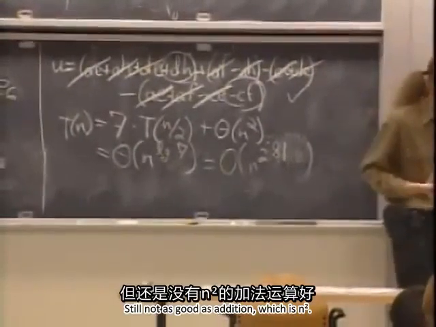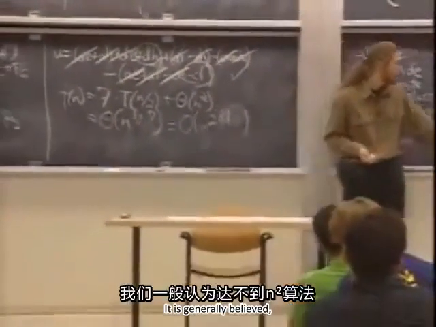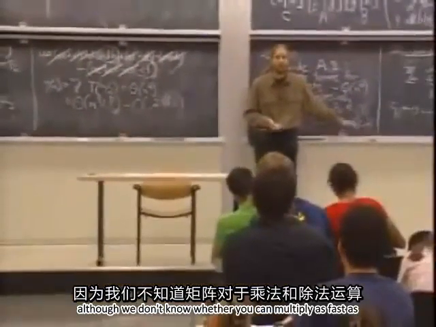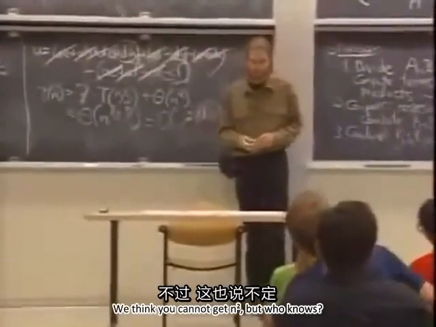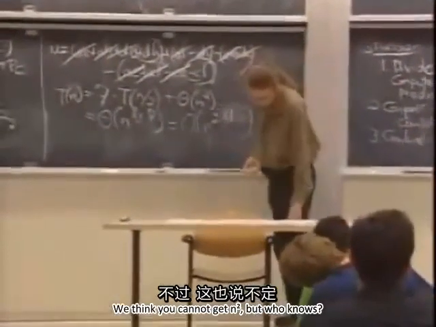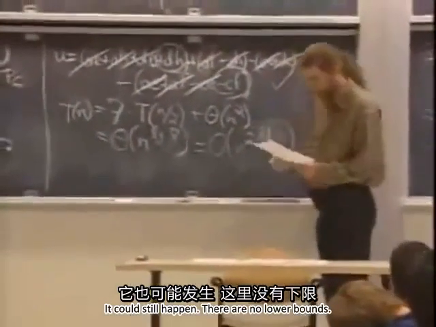Still not as good as addition, which is n squared. It's generally believed, although we don't know whether you can multiply as fast as you can add for matrices, that you can't get n squared, but who knows? It could still happen. There's no lower bounds.